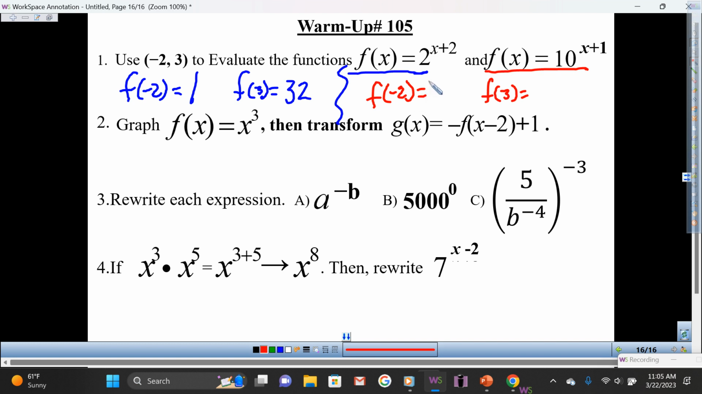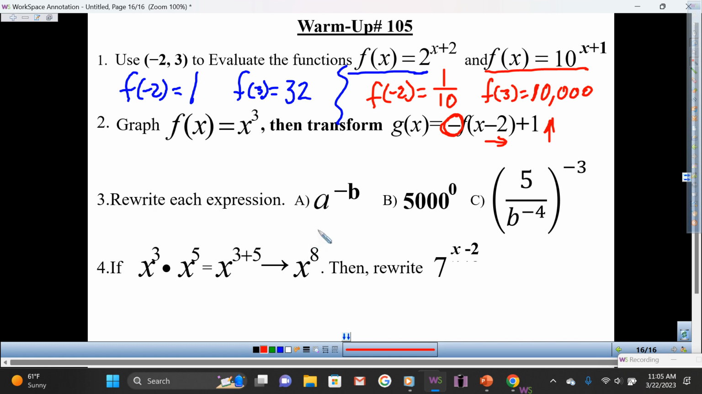Help her out, please. Diego Romo. 1 over 10. For f of 3, 10 to the 4th, which is 10,000. Hands, have you got that? That is correct. For number 2, just to mention in passing, tell your neighbor what this negative does to the entire function. Flips it, and then we move it 2 to the right and 1 up.